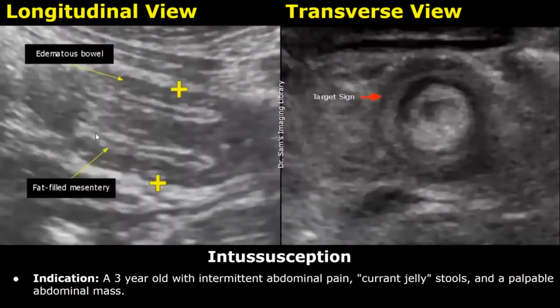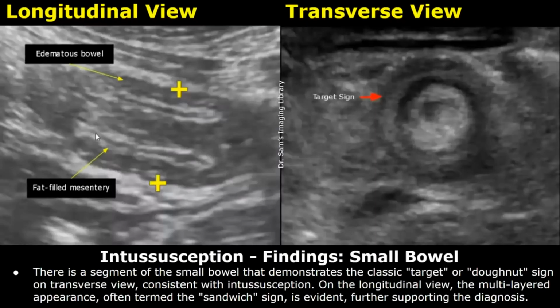This is a report for intussusception. Indication is a 3-year-old with intermittent abdominal pain, currant jelly stools, and a palpable abdominal mass. These are the findings. There is a segment of the small bowel that demonstrates the classic target or donut sign on transverse view, consistent with intussusception. On the longitudinal view, the multi-layered appearance, often termed the sandwich sign, is evident, further supporting the diagnosis.